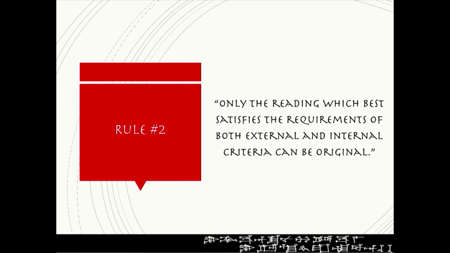Rule 2. Only the reading which best satisfies the requirements of both external and internal criteria can be original. So Rule 2, of course, deals with the reading that best explains both the internal consistency of the text and the manuscript tradition can be considered the original.